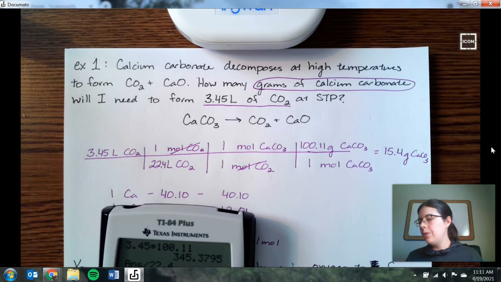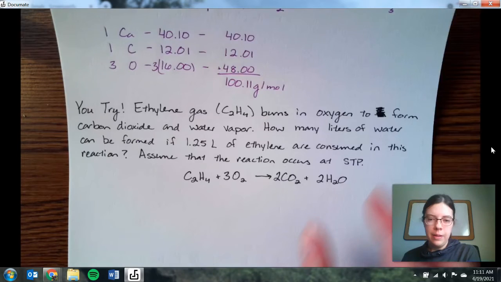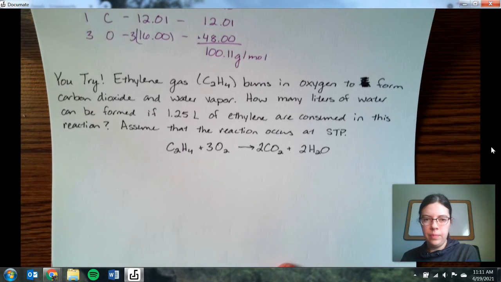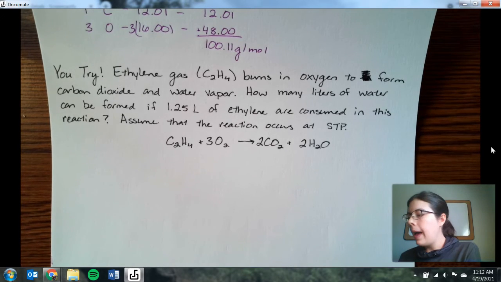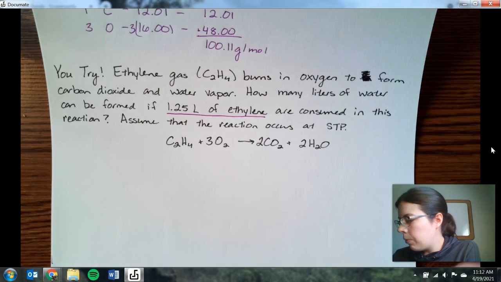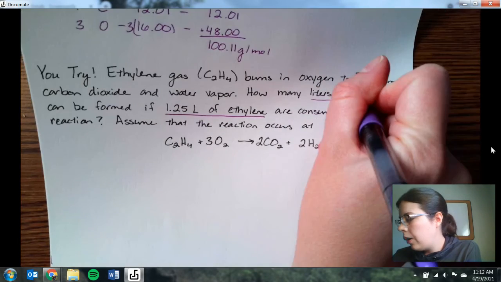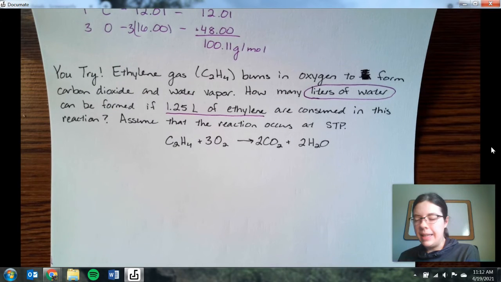Now we have the You Try problem. Ethylene gas burns in oxygen to form carbon dioxide and water vapor. How many liters of water can be formed if 1.25 liters of ethylene are consumed in this reaction? So 1.25 liters of ethylene. We're asked about the liters of water, and we're assuming the reaction is at STP.